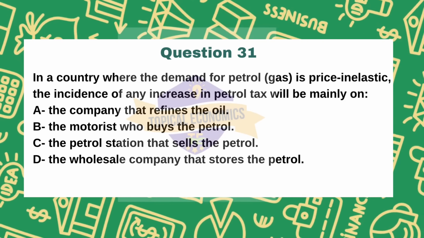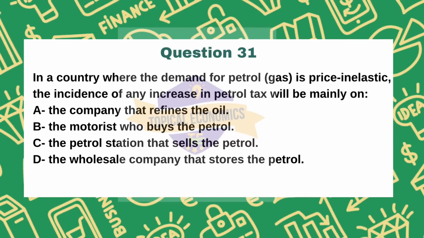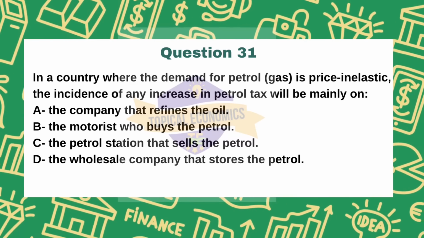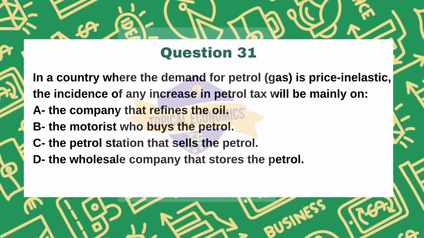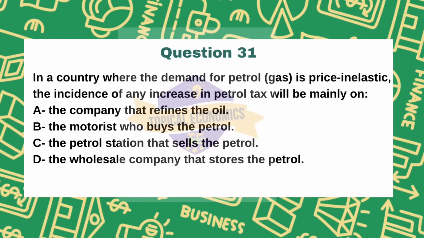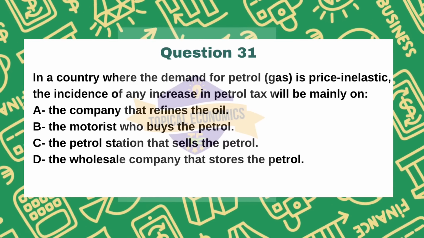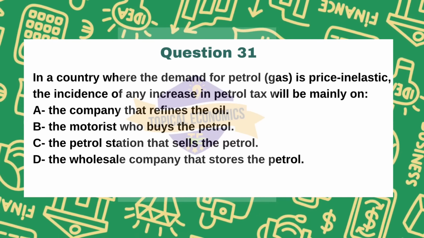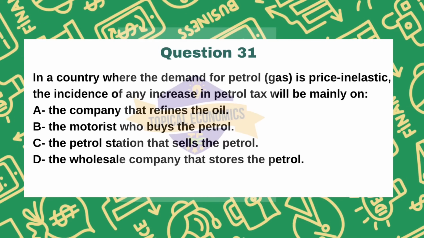When the demand for a good, such as petrol, is price inelastic, it means that consumers are not very responsive to changes in price. In this case, if the government increases the tax on petrol, the price will likely rise, but consumers will still buy relatively the same amount because they need it and have few alternatives. As a result, the burden of the tax, or the incidence of the tax, falls mainly on the consumers, motorists, who purchase the petrol. They are less likely to reduce their consumption significantly in response to the price increase, meaning they will bear most of the tax burden.